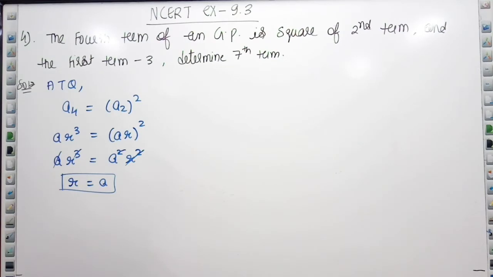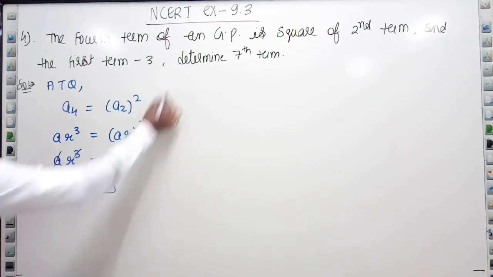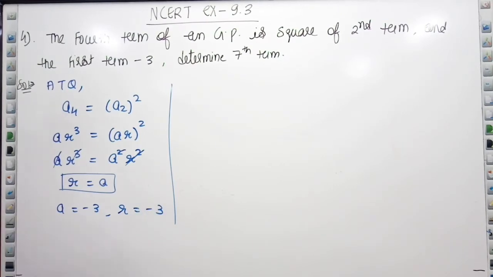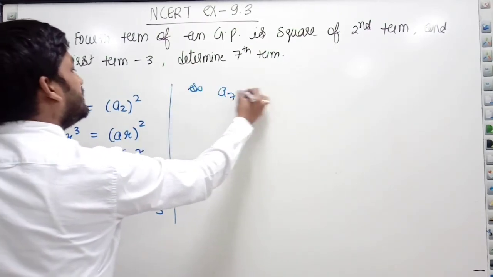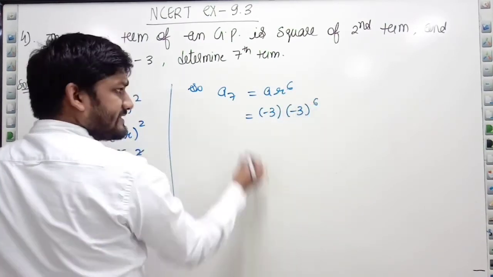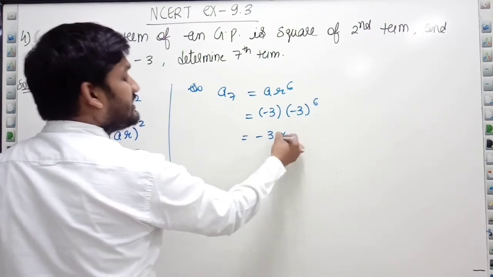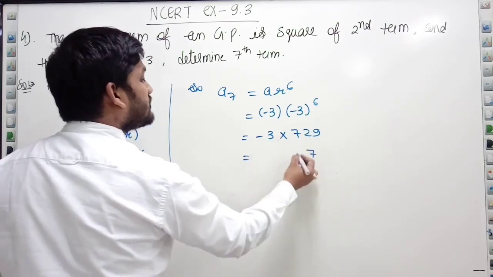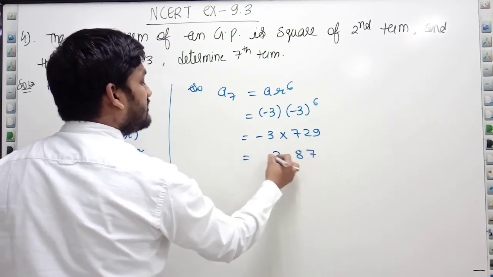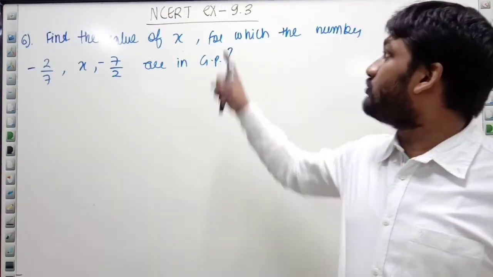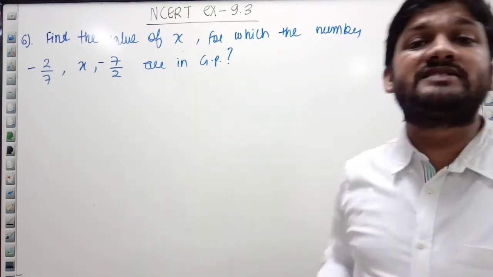Now what is A here? We have A as the first term, which is minus 3, so R is also minus 3. So the seventh term is A R to the power 6, minus 3 into minus 3 to the power 6, right? How much will minus 3 to the power 6 be? 729. So we have 9 times 3 is 27, 3 to the 6, or 27 times 27, 7 threes are 21, 2187 remains as the answer.